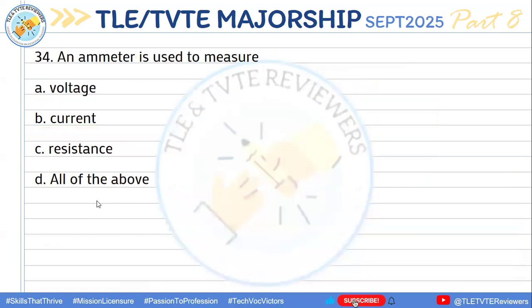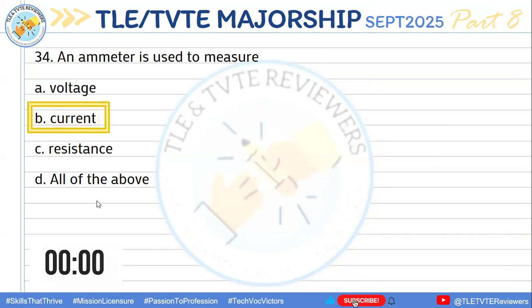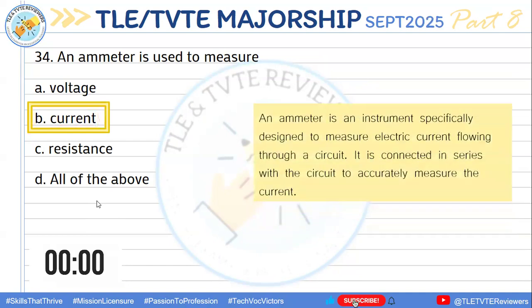Number 34, an ammeter is used to measure A, voltage, B, current, C, resistance, D, all of the above. Answer letter B, current. An ammeter is an instrument specifically designed to measure electric current flowing through a circuit. It is connected in series with a circuit to accurately measure the current.